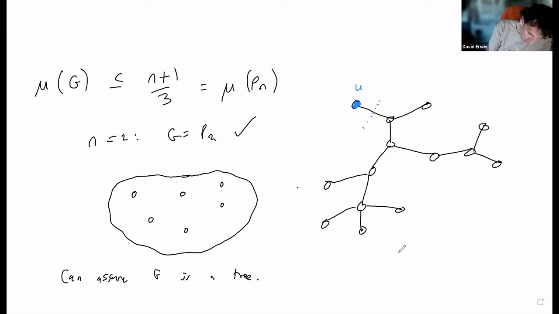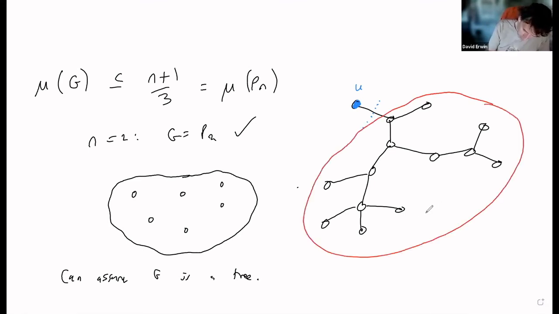So now we get that the average distance in that part over there, so this is mu of G minus U, is at most n plus 1 over 3 from the inductive hypothesis. And then it remains to see what the effect is when we add back in this edge over here. Well, if we think about it, when we're adding up all of the distances between the vertices in this graph, each pair of vertices is either a pair of vertices which are in this red thing over here.